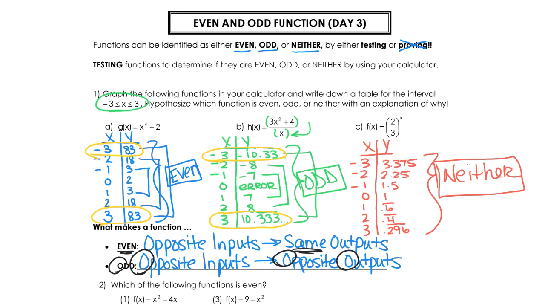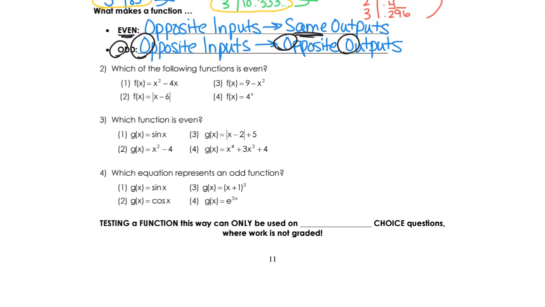All right. So here we go. Going down, we're going to do 2, 3, and 4. And in number 2, it says, which of the following functions is even? Well, we got some typing in to do. So we're going to take our calculators. We cannot tell just by the equations. Some people think that they can. For instance, they look for even exponents and they're like, oh, it must be even. Not so much.